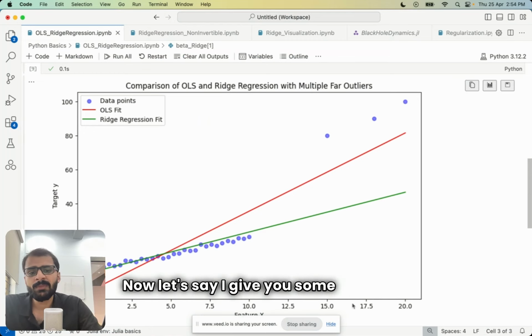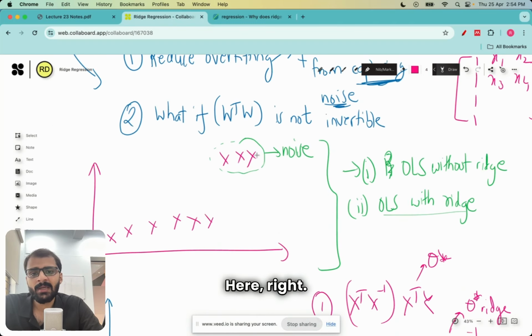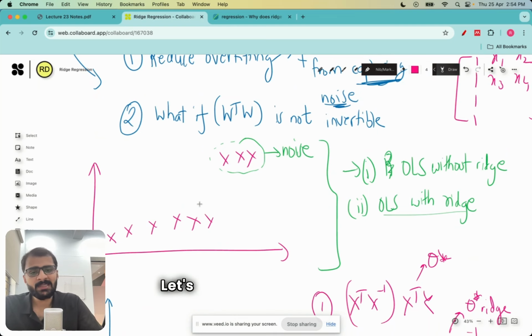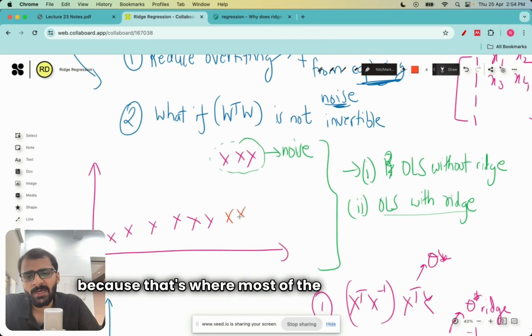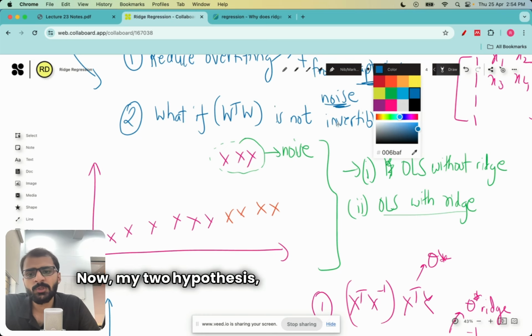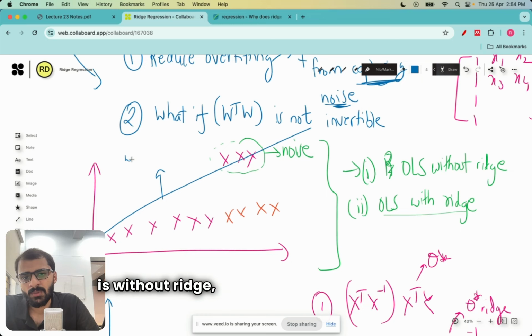Now let's say I give you some test data. Let me show it to you here. Right? So this is our training data. Let's say I give you test data. It is very likely to lie somewhere here, because that's where most of the data lies. Correct? Now, my two hypotheses, my first hypothesis is this, which is without ridge.